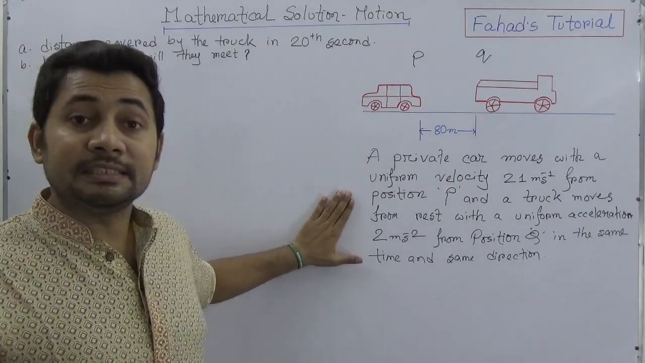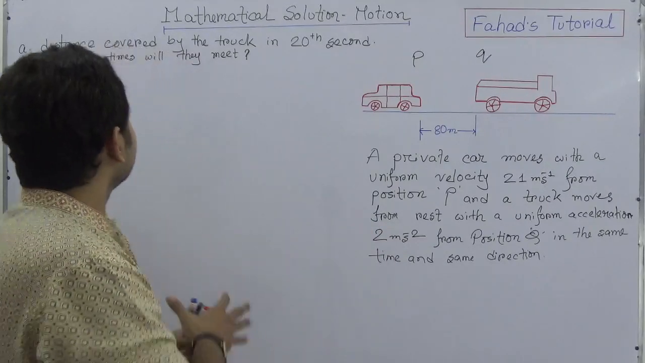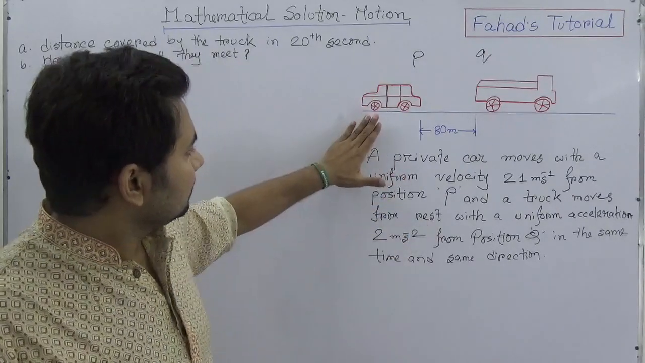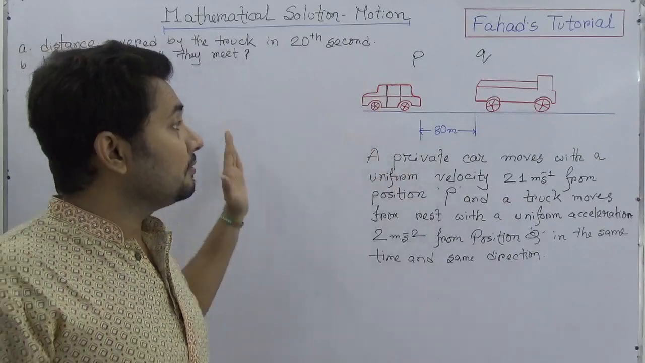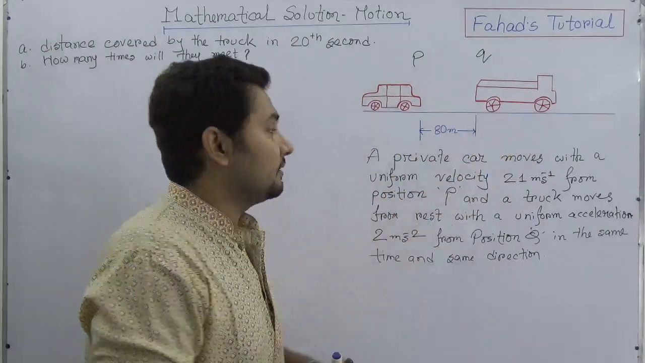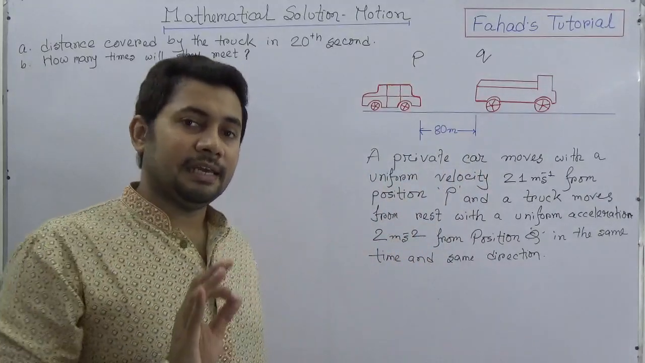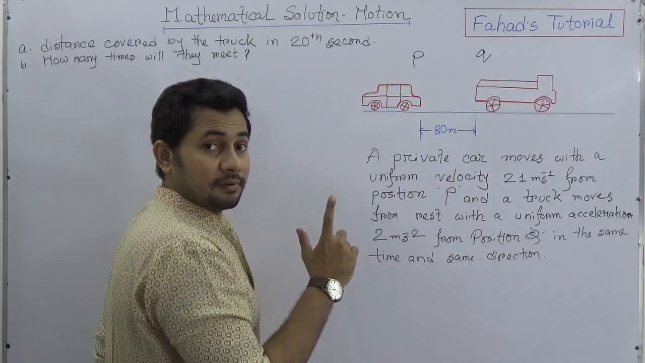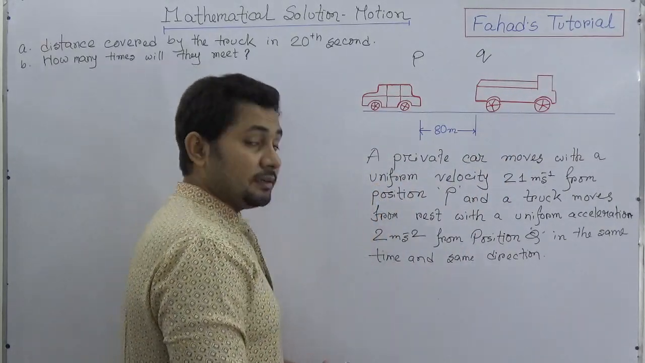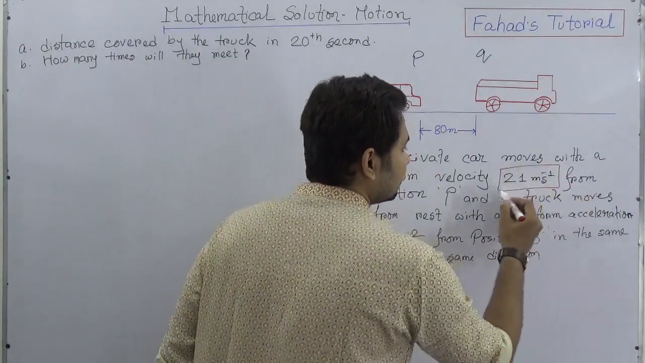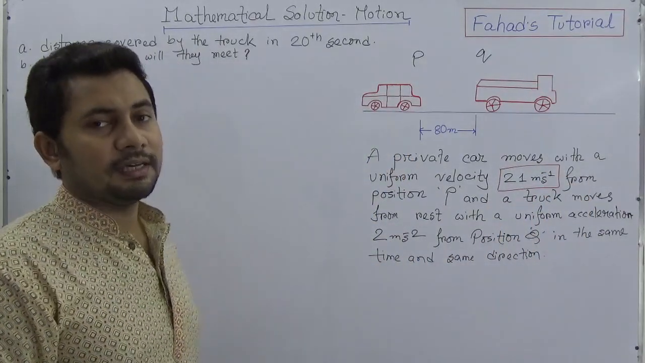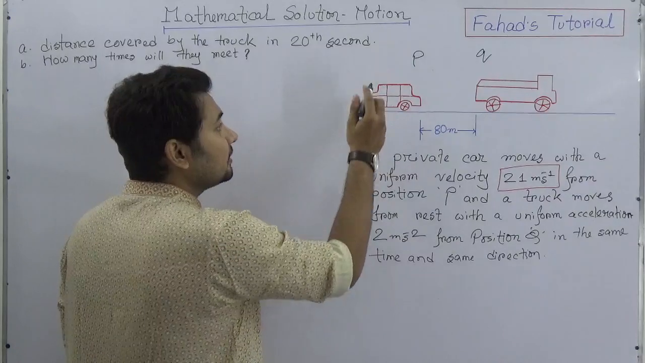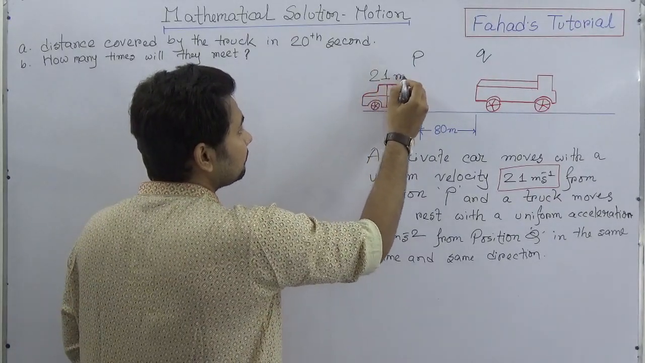So this is a stem or some scenario about a question, and these are two questions which are very familiar about this chapter. You see that a private car is moving from behind and this is a truck, and the distance between them is given, 80 meters. So the stem says that a private car moves with a uniform velocity of 21 meters per second. So the velocity of the private car is given, and it is noted that this is uniform. So we know that this private car is moving with uniform velocity.